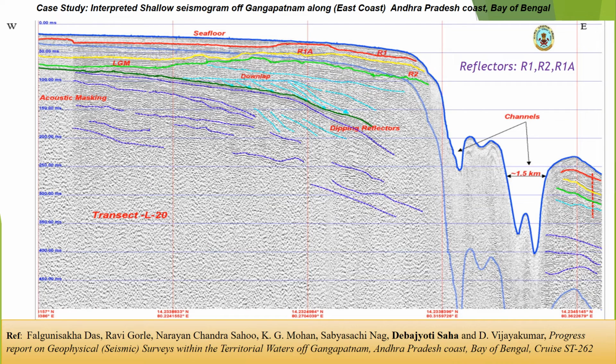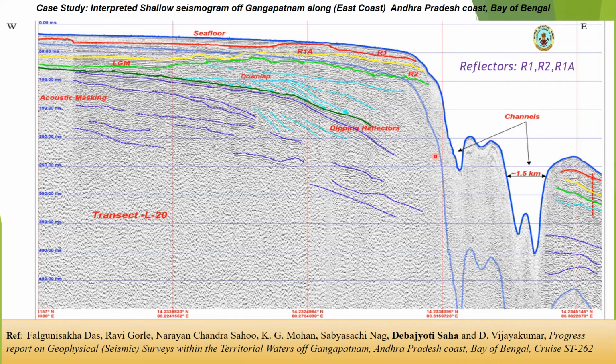Now there is the interpreted shallow seismic section. One interpreted shallow seismic section of a particular area along the east coast, that is Gangapatnam, has been represented. The reference is our GSI published report, where I am also one of the authors, and this is the interpreted seismic section. So you can have a glimpse that there are three reflectors: R1, R2, and R1A.